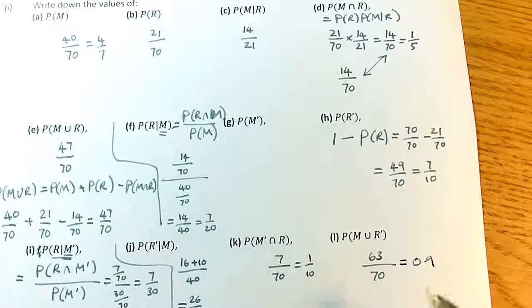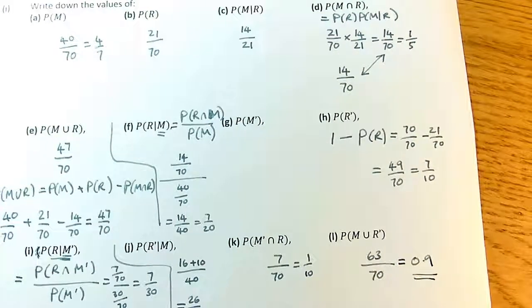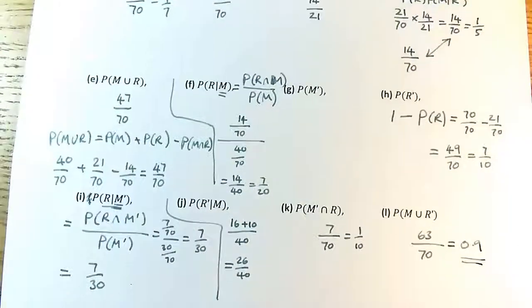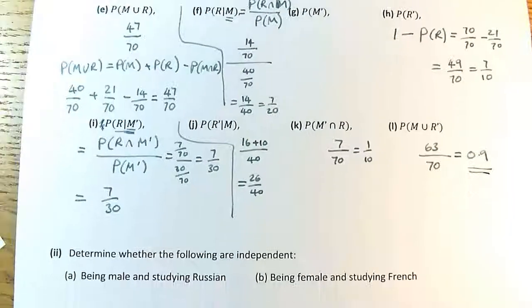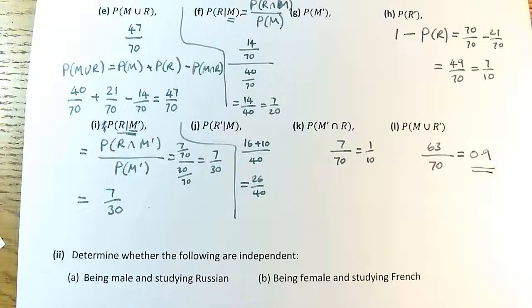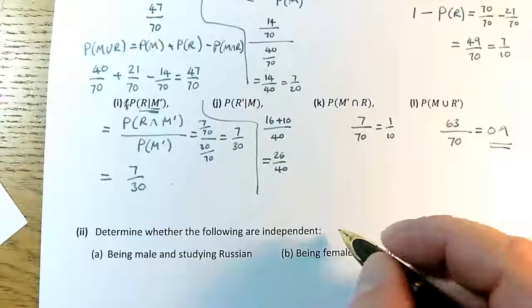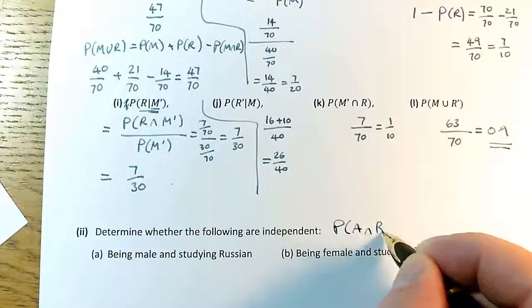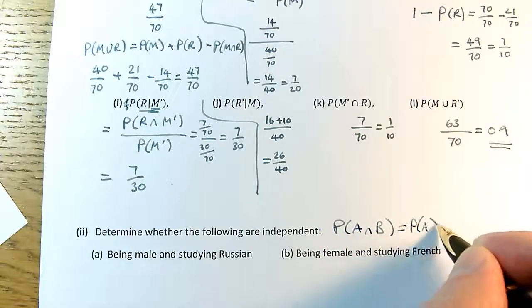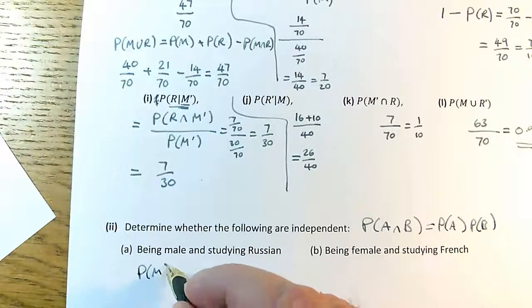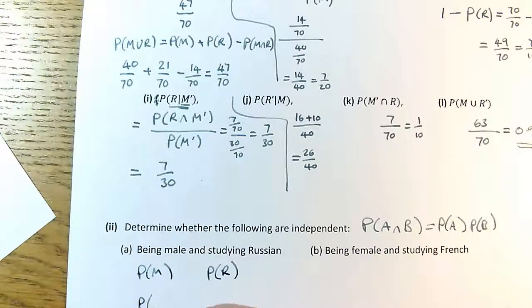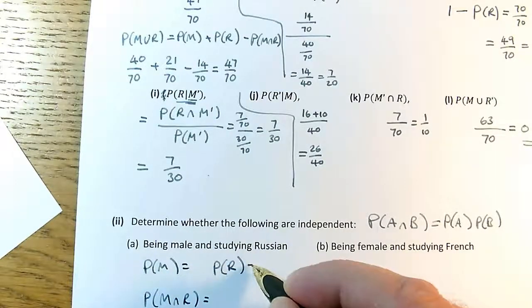Okay. Decimals are definitely fine when they're exact decimals. If they're recurring decimals, then leaving them as fractions might be a good plan. Okay, so that's how we do that. And then finally, determine whether we've got some independent events. Remember, our test for independent events is that the probability of them both happening, A and B, is the probability of A times the probability of B. So I'm going to work out the probability of being male, the probability of being Russian. I'm going to multiply those together and compare with the probability of being male and Russian. All of these probabilities I set up higher up the question.